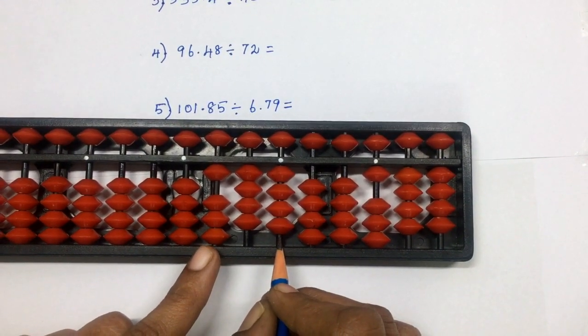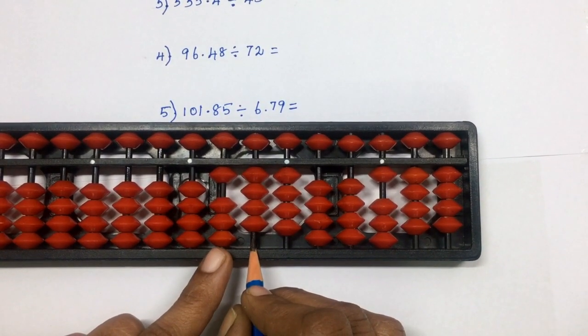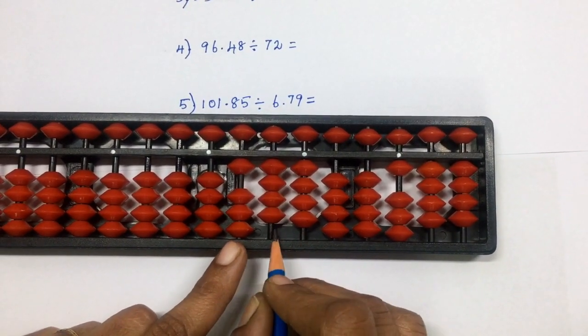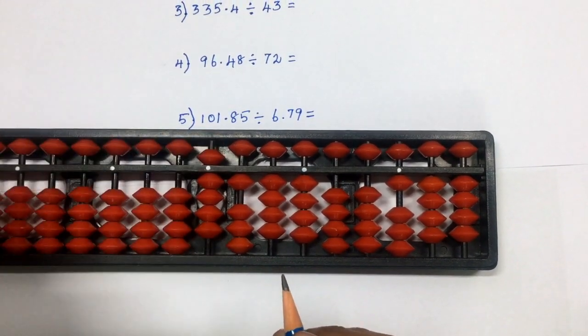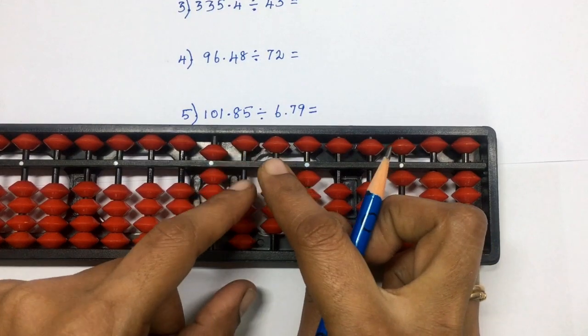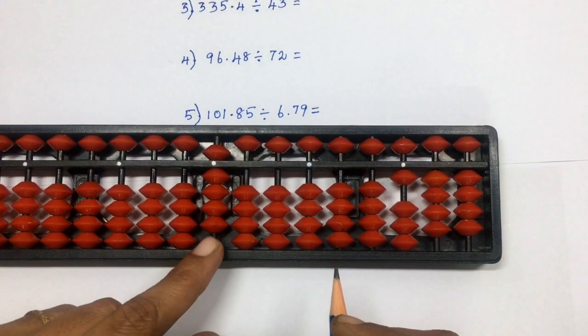From here, we have to jump 2 rods because the divisor is double digit. From here, jump 2 rods. We can set 9 as quotient. We can do minus 144. The answer is 9.